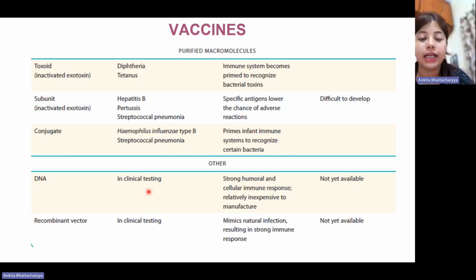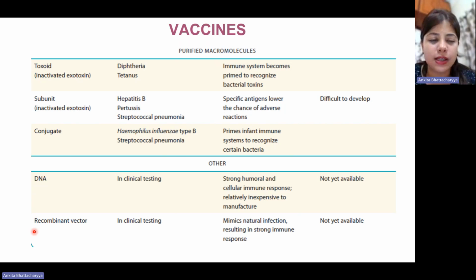But most of them are in clinical testing stages. What they effectively do is that they induce a strong humoral and cellular immune response. They're quite inexpensive manufacturing-wise, but yes, they are a little difficult to actually implement for the general public. You also have recombinant vector vaccines, which help in mimicking the natural infection, resulting in a very strong immune response. So these are the different subtypes.